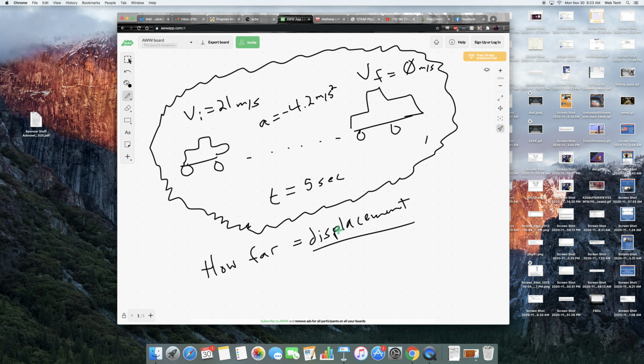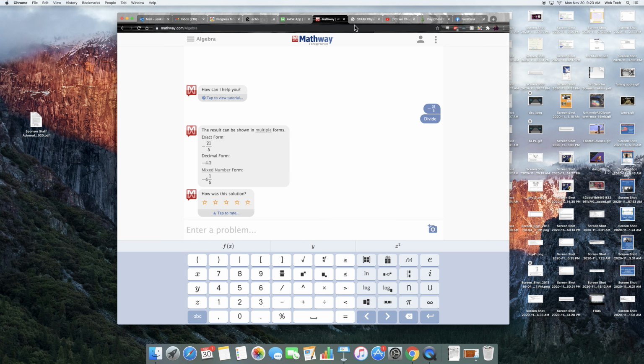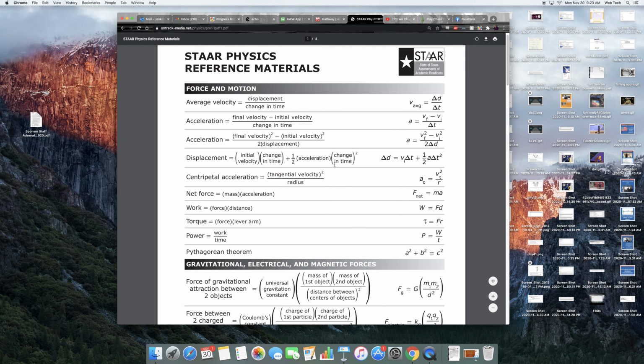So how far is my displacement? I'm looking for my displacement. Well, what equations can I use, right? Let's go. Here are my equations. Oh, let's see. Can I use this one? Yup, I can. My displacement is equal to my initial velocity times time plus 1/2 at squared. I could also use this one.